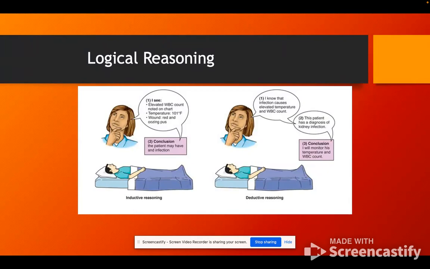Whereas on the other side of that, deductive reasoning, I'm looking in my thoughts. I know that the infection causes elevated temperature and white blood cell count. The patient has a diagnosis of kidney infection, and then I'm concluding I'm going to monitor the temperature and white blood cell count. So in a way, I'm kind of going backwards as to where my thoughts are. I'm going general to specific.